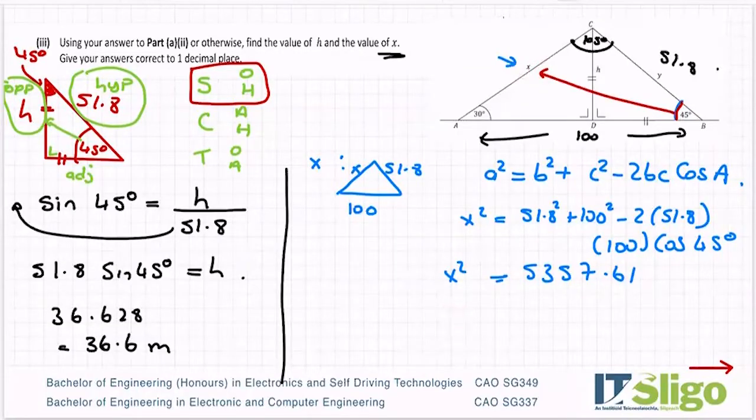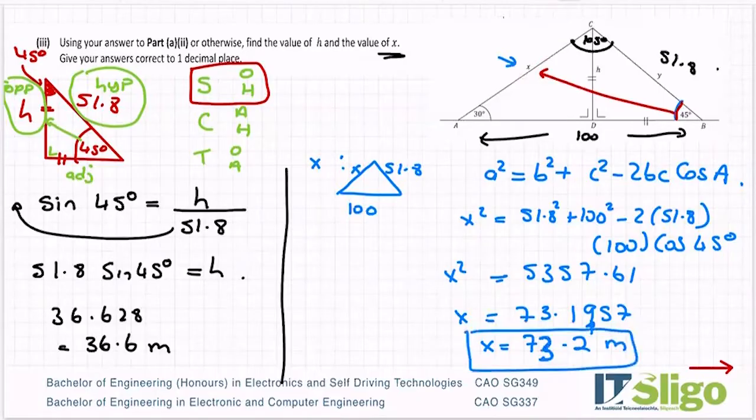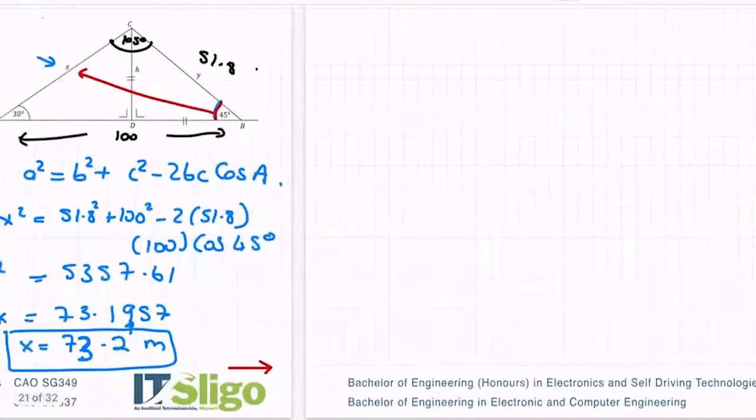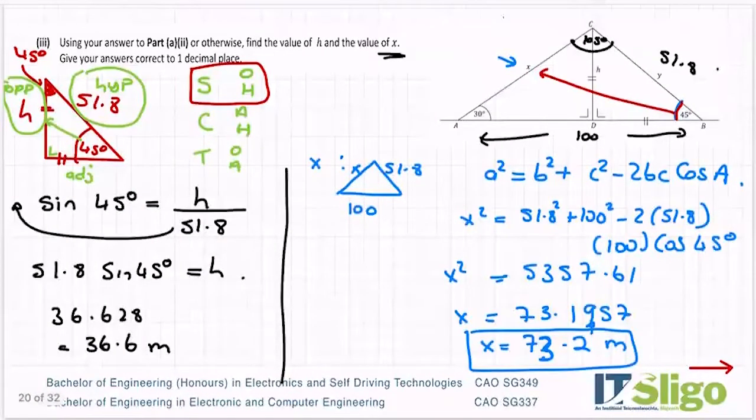And I'm getting X being equal to 73.1957. To one decimal place then, X is equal to 73. Well, the 9 is going to change it to a 2. So 73.2 meters is what I got for X using the cosine rule. If you'll allow me, I'm going to do it a different way, just to show you, you have options.